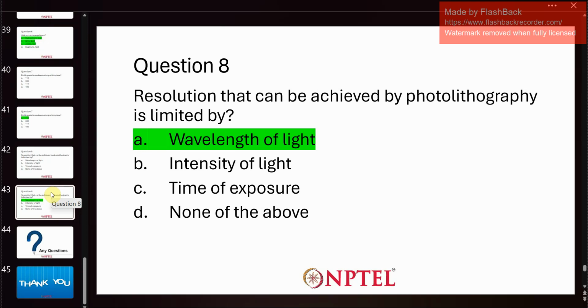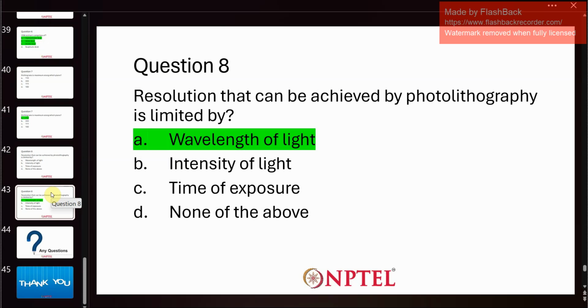So that is why the wavelength of light is a very important factor which limits the resolution of the photolithography process. That is why e-beam and other lithography processes are being developed. Basically they use electron beam, and an electron has a very short wavelength, so depending on that, you can achieve higher resolution.